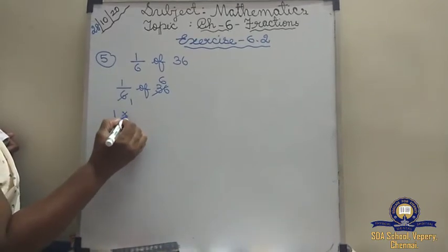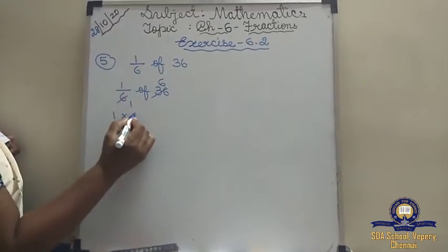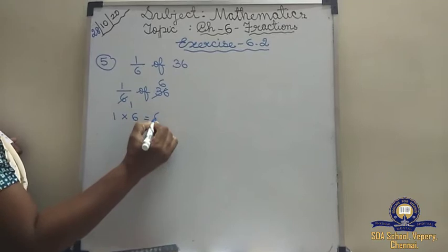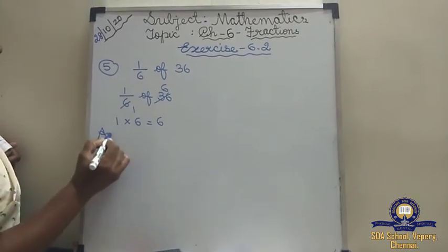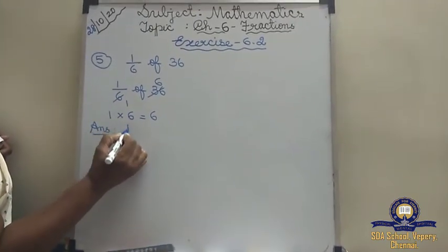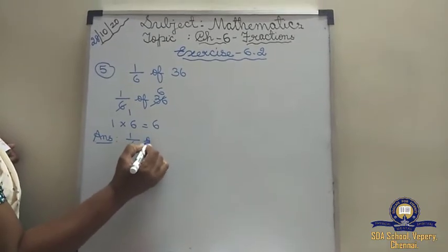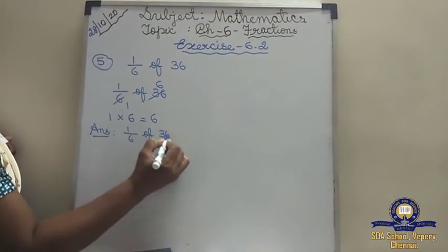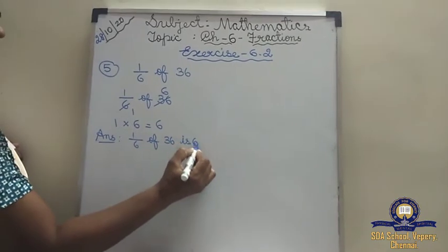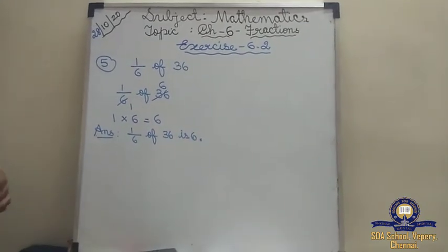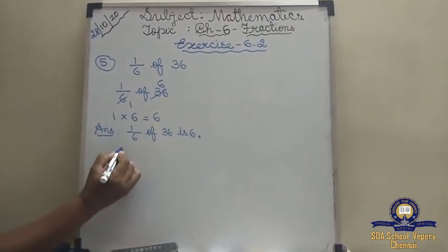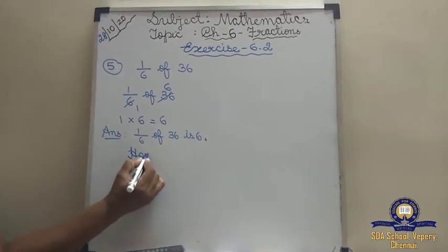So these two numbers, what do we have to do, children? We have to multiply. 1 6 is 6. So what's the answer? 1 by 6 of 36 is 6. Okay, children. Now, two sums I will give you as homework.